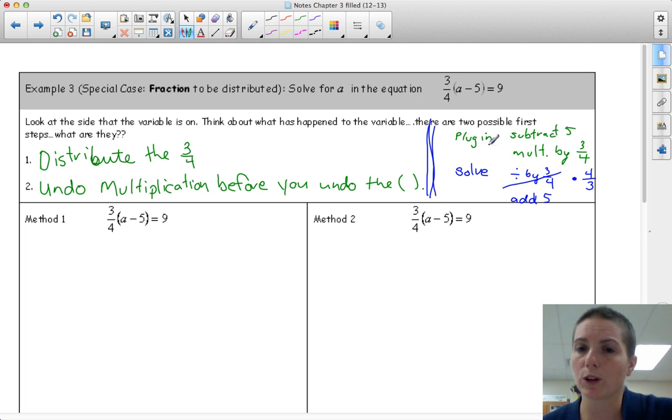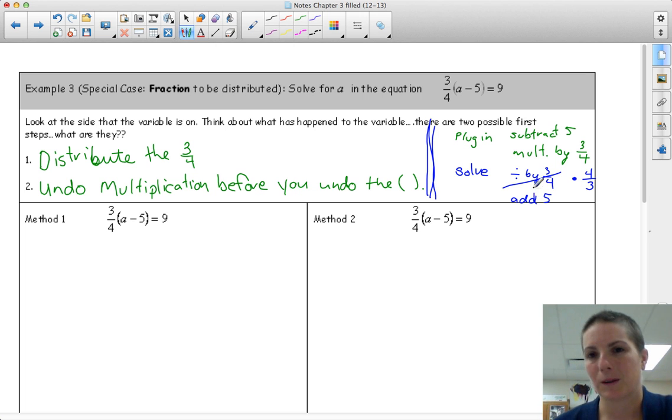If we were going to work through this problem, we would plug in our a value, then we would subtract 5 and multiply by 3/4. So in order to solve this problem, we would divide by 3/4. We really want to multiply by the reciprocal, 4/3. Right, same thing. Then we want to add 5. So figure out what we would do if we were to plug in. Then we do inverse operations to solve.